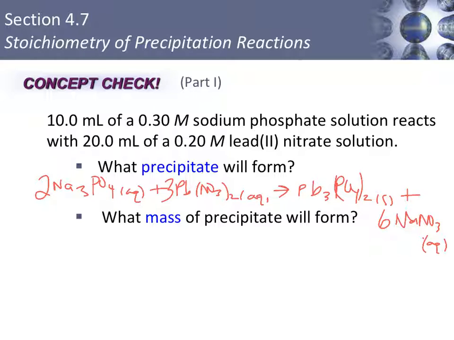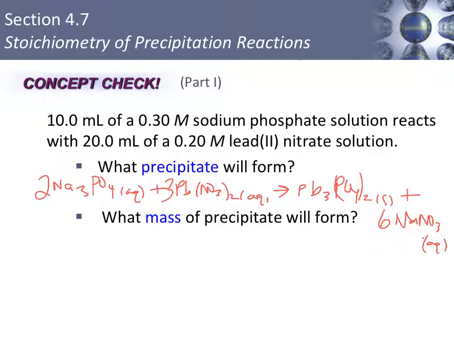Here's our balanced chemical equation. Lead 2 phosphate is our precipitate. Remember, all sodium compounds are soluble and all nitrates are soluble, so the other product is not our precipitate. Next, what mass of precipitate will form?